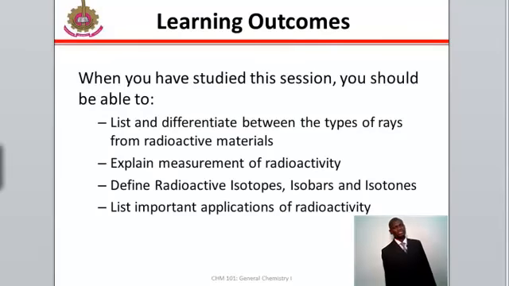At the end of this study session, you are expected to be able to do the following. 1. List and differentiate between types of rays from radioactive materials. 2. Explain the measurement of radioactivity. 3. Define radioactive isotopes, isobars, and isotopes. And lastly, know the importance and application of radioactivity generally.